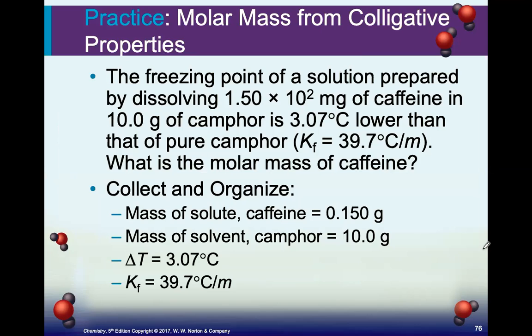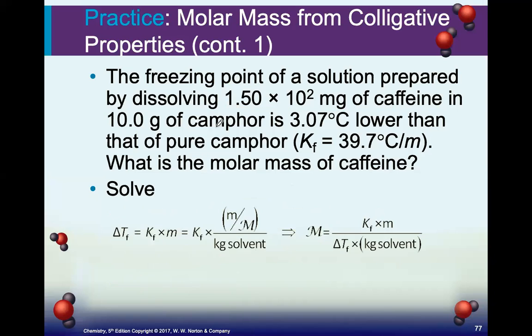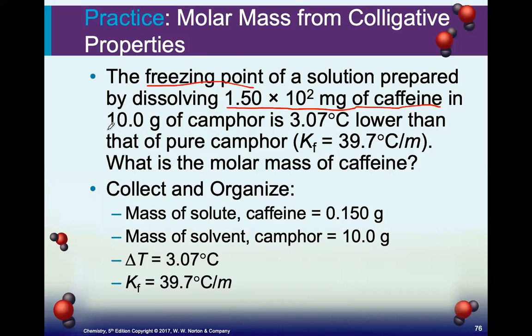Okay, so let's look at a calculation of molar mass from freezing point depression. So this is the mass of the solute, which we should be able to convert into grams. We can look up the formula of caffeine and then calculate its molar mass, and convert the mass into moles. These are the grams of the camphor, which is the solvent.